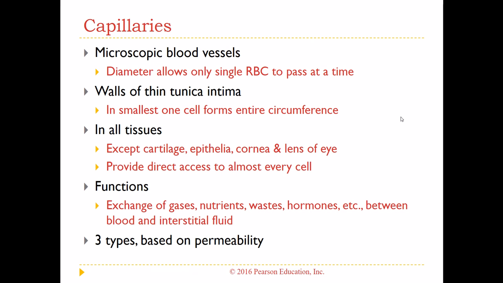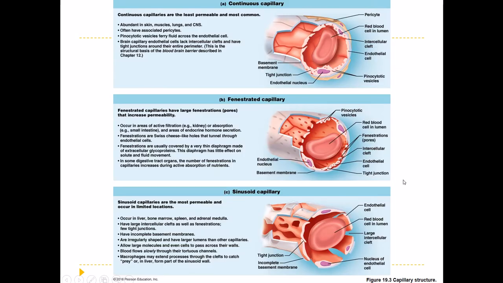There are 3 types of capillaries, and it really is a function of how permeable or not permeable they may be. The most permeable are the sinusoid capillaries. The least permeable, of course, are the continuous capillaries, and they kind of tell you that in their name, right? Continuous.